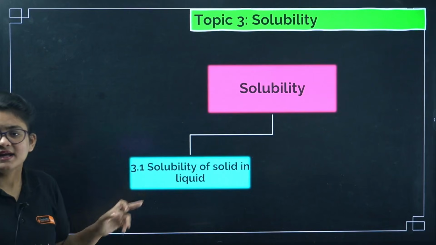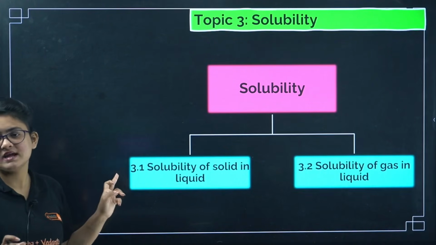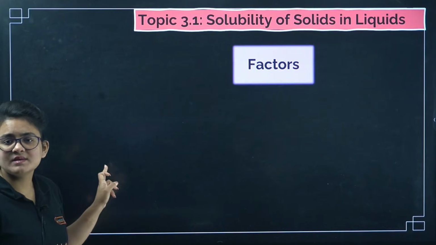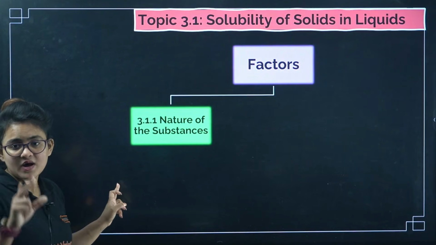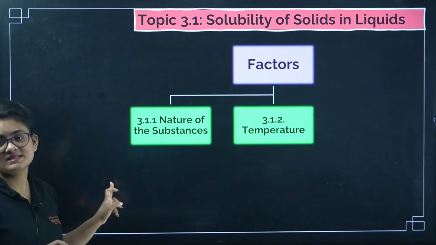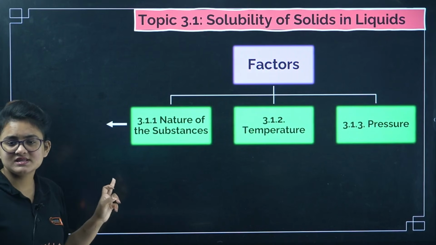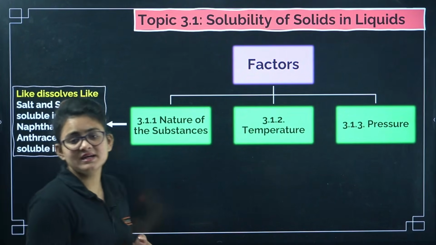So solubility can be first of solid in liquid, and next it can be solubility of gas in liquid. Whenever it comes to the solubility of solids in liquids, a few factors come in. First is the nature of the substance, next is the temperature, and next is the pressure. First, discussing the nature of the substance, here comes the concept of like dissolves like.